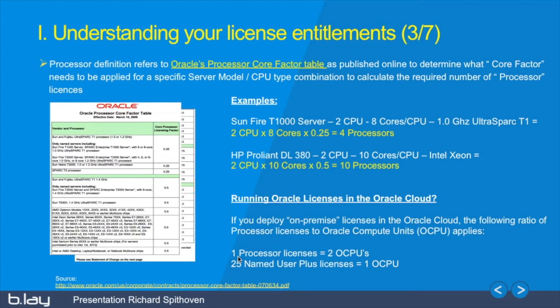Now, that information is not in your contract, it's not in your license agreement, it's not in your ordering document, but it is listed in the Processor Core Factor table that can be found online. And the moment that you've signed the agreement where a reference is being made to this URL, as a result of that, those terms and conditions are applicable for your licenses.